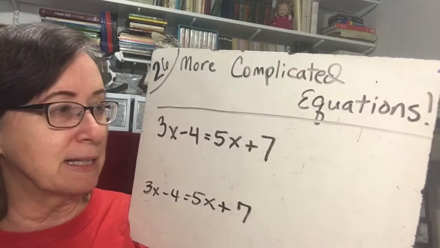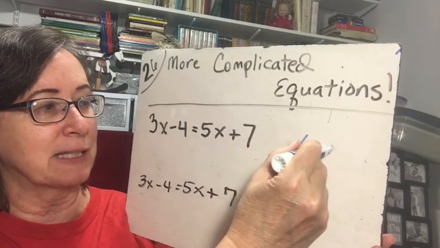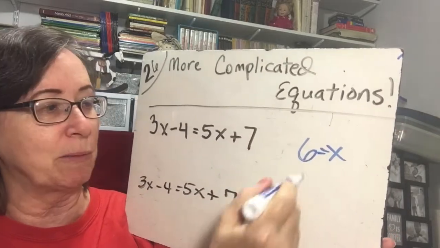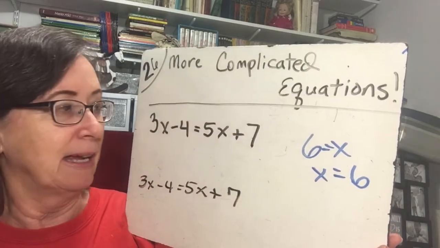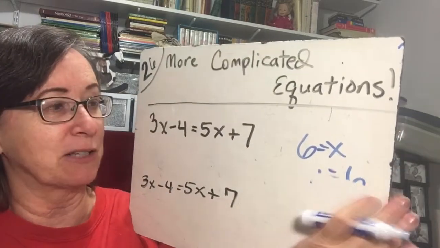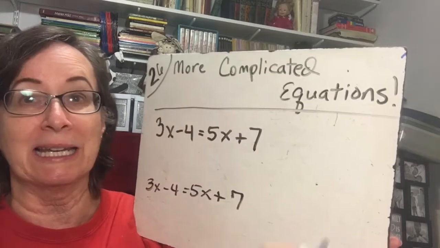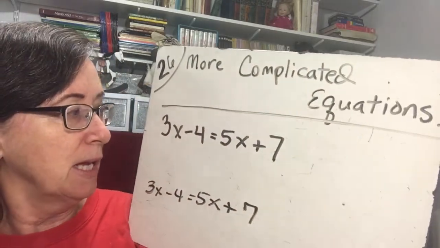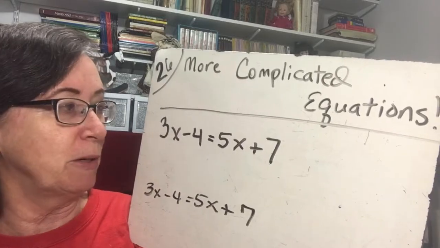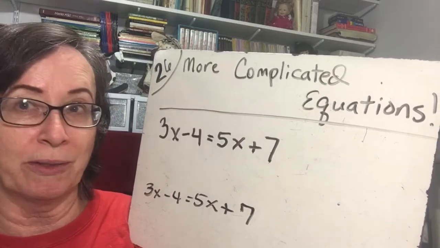So if we do get something like 6 equals x, then at the very end we would turn it around to say x is equal to 6. Now I have no idea if that's the answer to this equation, but we usually leave the variable on the left at the end of the problem. So here we go. Now we're going to move the variable to the left first.